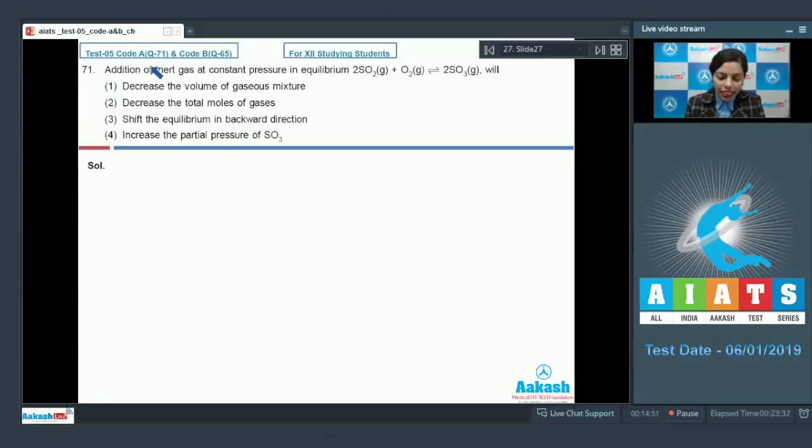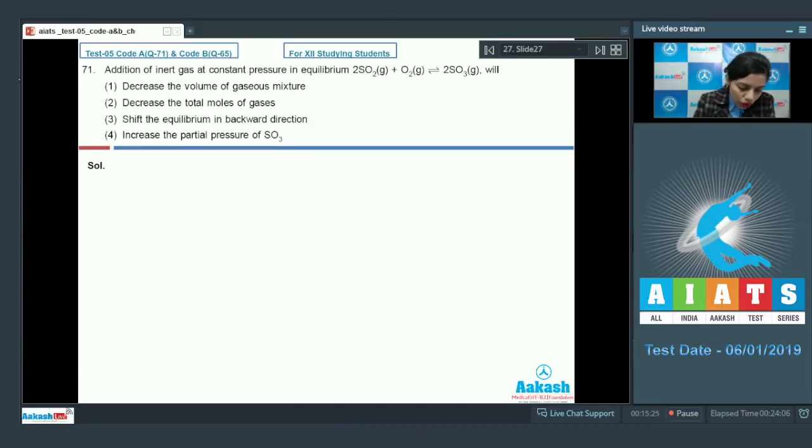Question number 71. Addition of inert gas at constant pressure in the equilibrium 2SO2 plus O2 to give SO3. This is the reaction at which equilibrium is maintained, and we just have to find out the effect of addition of inert gas at constant pressure in the given equilibrium. The first option: it decreases the volume of gaseous mixture. The second option: it decreases the total mass of gases. Then: shift the equilibrium in backward direction and increase the partial pressure of SO3.